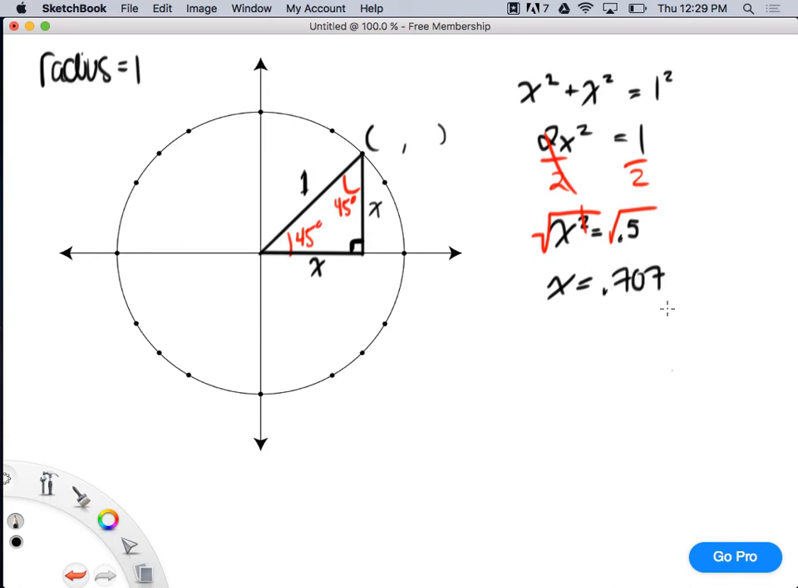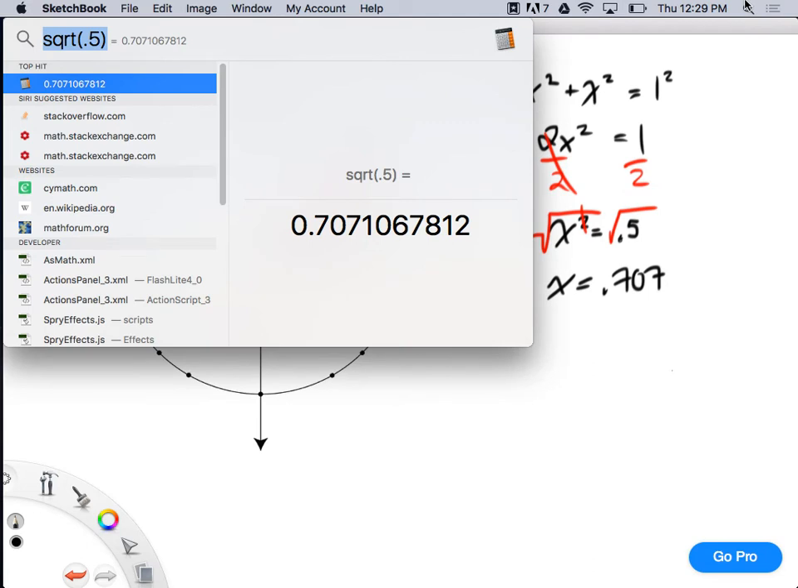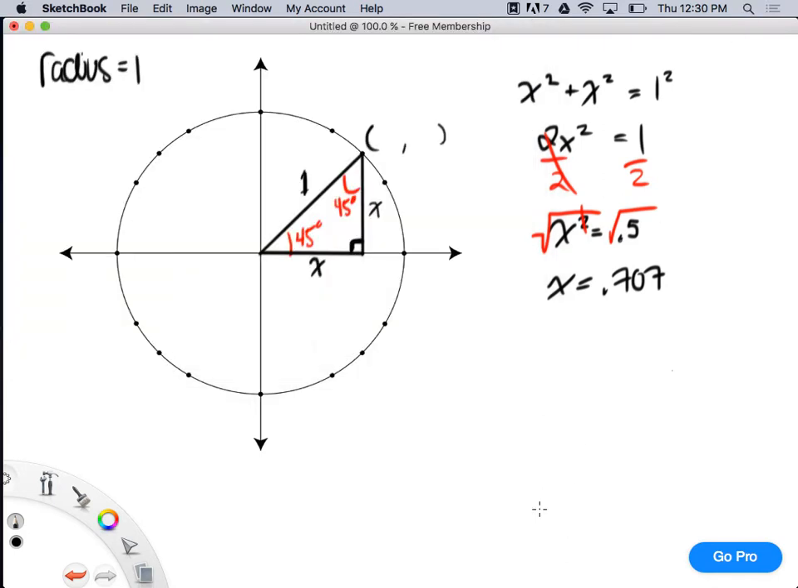Okay, cool. Hey, that's a real number. Now, for the record, that number goes on infinitely. It's not just 0.707, but it's 0.707106. So we can just round it off there. Okay. So if these are both 0.707, what do I know about the coordinates of my points? My point. What is it? 0.707.